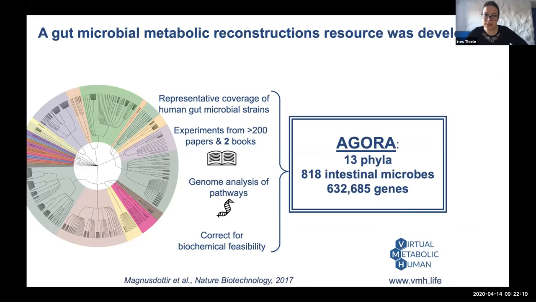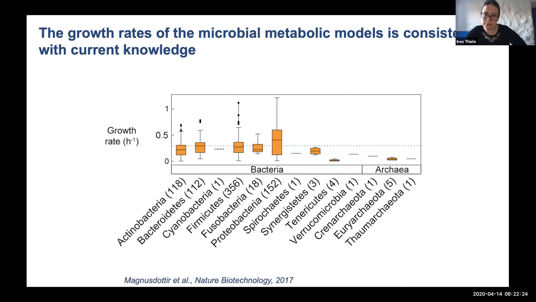Now, having this available, we benchmarked those microbial reconstructions individually here on an average Western diet. And you can see that those predicted growth rates are within expected rates for these different families and phyla.